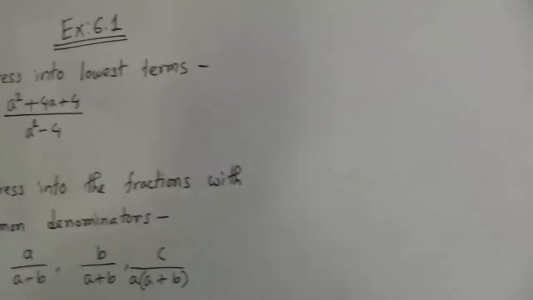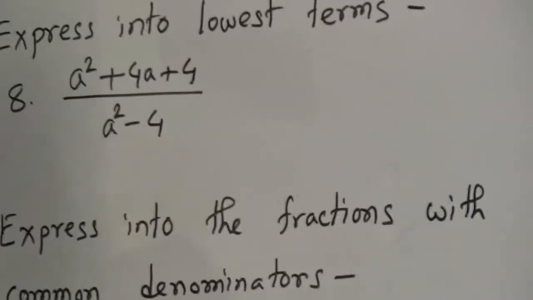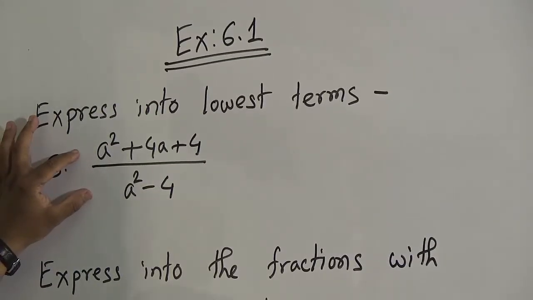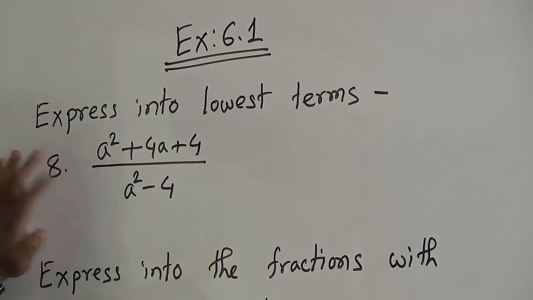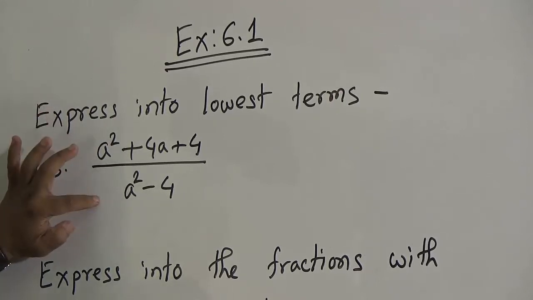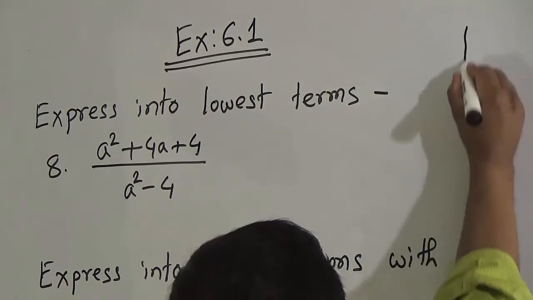Okay students, now look at the question. The question is: express into lowest term. Question number 8: we need to express this expression into the lowest term, and this fraction has a numerator and a denominator. That's why, if we need to convert it into the lowest term, we need to factorize the numerator and the denominator. There are another two questions we'll solve later. First of all, question number 8 we need to solve.